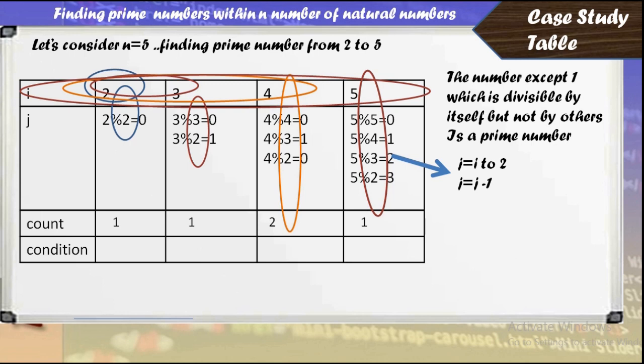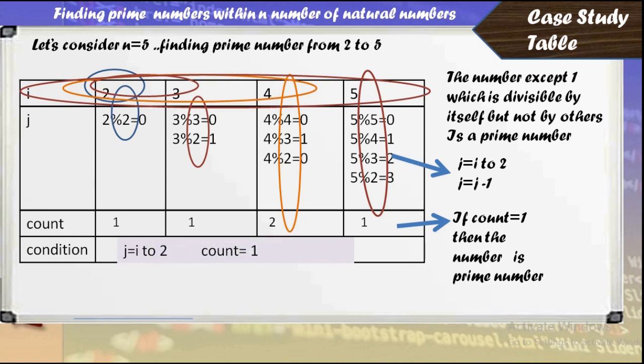In the third row, we will see the count variable will store the number of occasions where the natural number is divisible by itself and other numbers greater than 1. So count equal to count plus 1 when mod of i and j equals 0, that means no remainder when i is divided by j. Here count equal to 1 will be for the numbers which are divisible by itself, not by others. So the columns where count equals 1 are the prime numbers. Here within 2 to 5, as shown in the table, 2, 3 and 5 are the prime numbers.